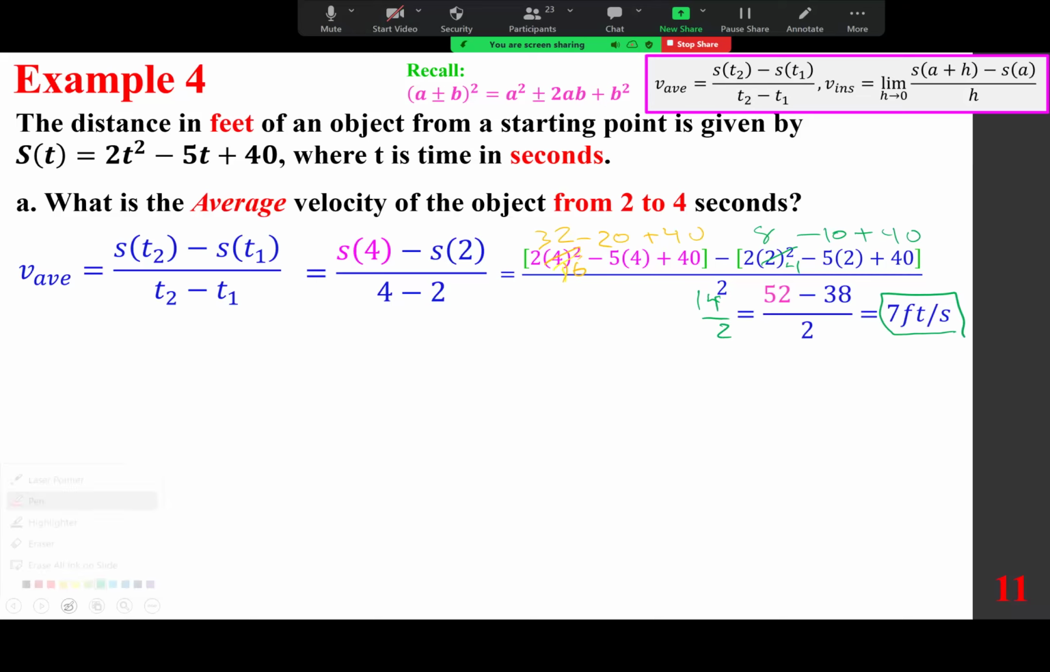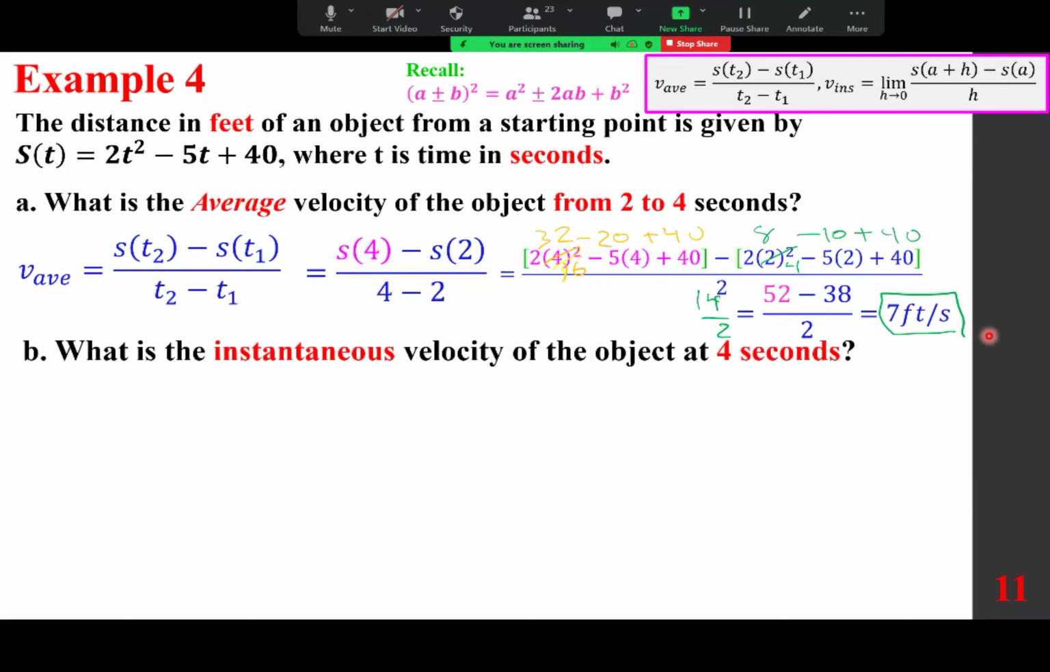Again, how do we find the units? Anytime you have applications, if units are given, you give them back with the units. The units of the numerator over the units of the denominator. s of t2 minus s of t1 is in feet, over t sub 2 minus t sub 1 is in seconds. So feet per second, always with units.